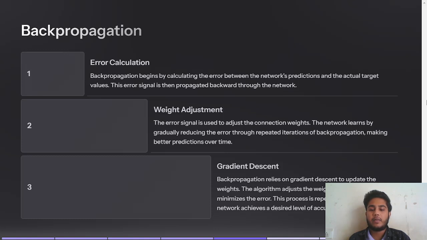Gradient descent. Backpropagation relies on gradient descent to update the weights. The algorithm adjusts weights in the direction that minimizes the error. This process is repeated iteratively until the network achieves a desired level of accuracy.